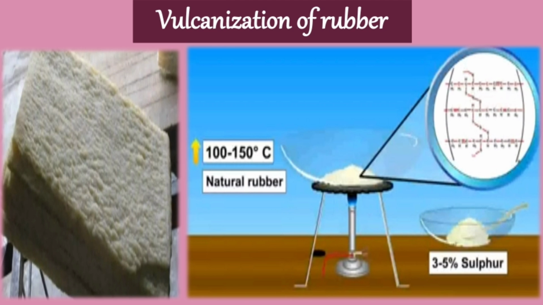So how does the vulcanization of rubber take place? See in the figure. In this process, rubber is heated. First, rubber is heated with sulfur. You can see there is written 3 to 5% of sulfur. So rubber is heated with sulfur for 3 to 4 hours at 100 to 150 degrees Celsius.